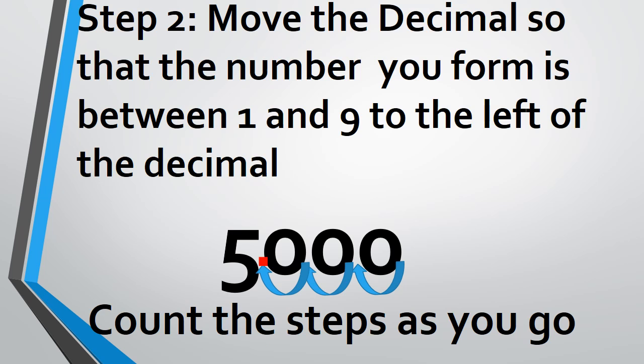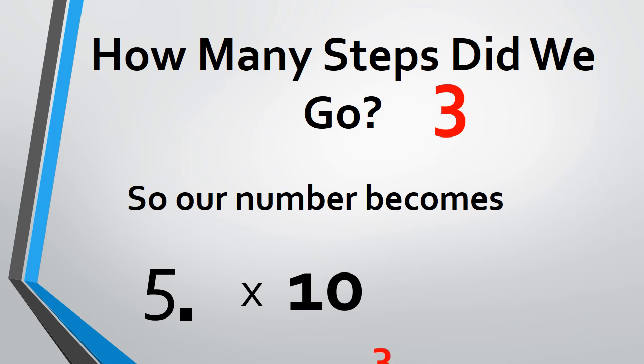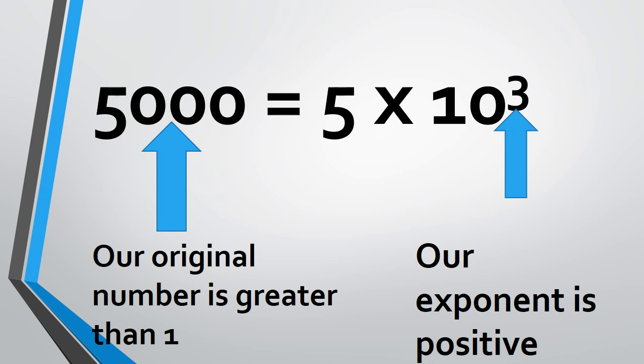So we actually moved it 3 times because we want our number to be between 1 and 9. And our number is between 1 and 9 because it's right after the 5. So how many steps did we go? Well, we went 3 steps, right? And so because of that, our number becomes 5 times 10 to the third, and that's what we get for that. Now notice our original number is greater than 1, and so our exponent was positive, so you always want to make sure you check that in the end.